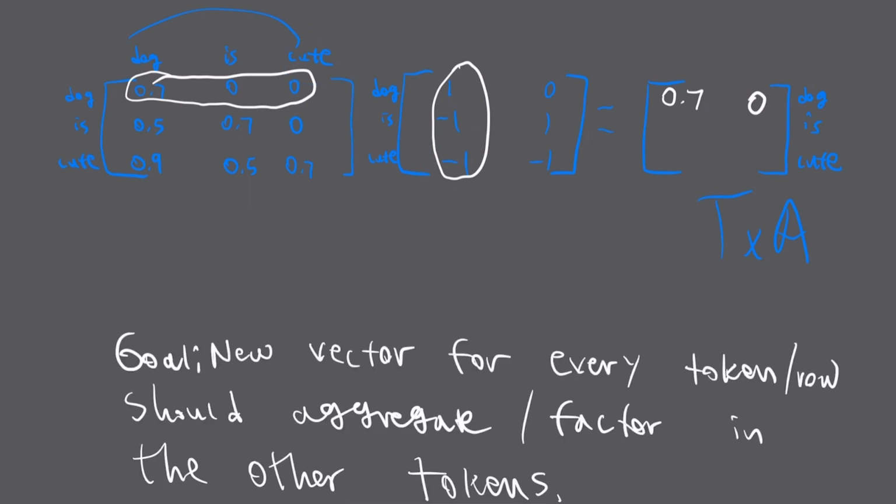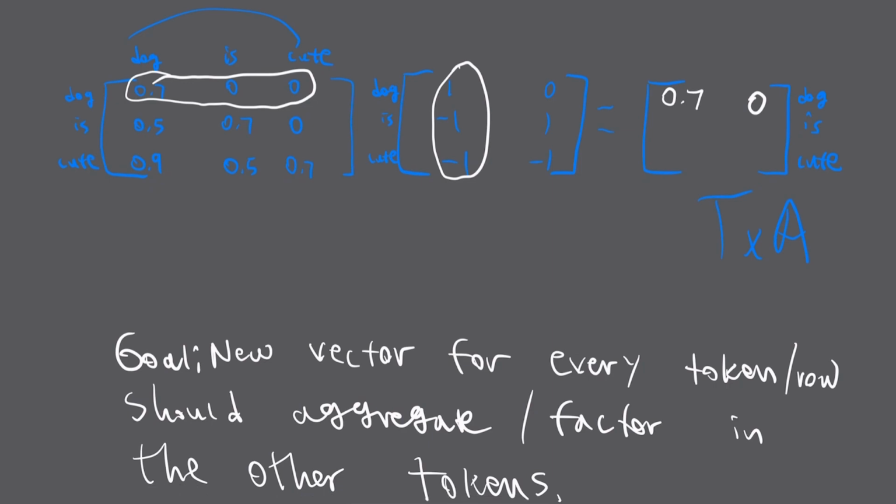And remember, our goal is that we want this new vector for every token, every row, to actually aggregate or factor in the information from the other tokens, right? Because for the model to truly understand text, the model needs to understand the relationships between the different tokens in a sentence. We know that we can't just be looking at these words independently. However, when we say aggregate or factor in information from the other tokens, we really only mean the information from the tokens that came before and up to including the current token, right?